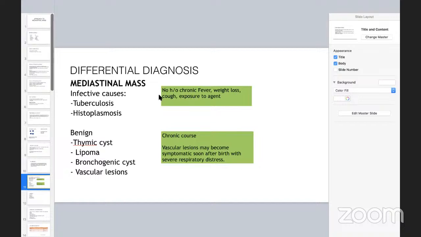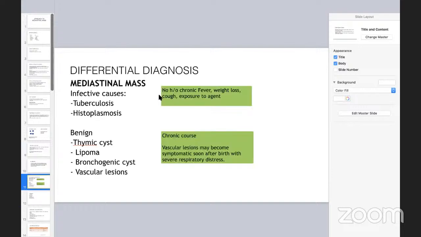So here, I presented a few differential diagnoses that we can think with the mediastinal mass. We can think of infective causes initially like tuberculosis or histoplasmosis, but since this child is presenting acutely within 10 days, it goes against our diagnosis. There is also no history of any fever, weight loss, any cough or exposure. A large number of benign causes like thymic cyst, lipoma, bronchogenic cyst, vascular lesions such as double aortic arch or aberrant subclavian artery can also present with this.